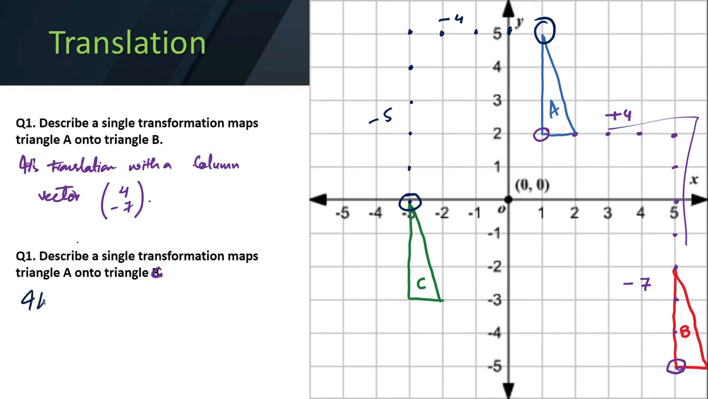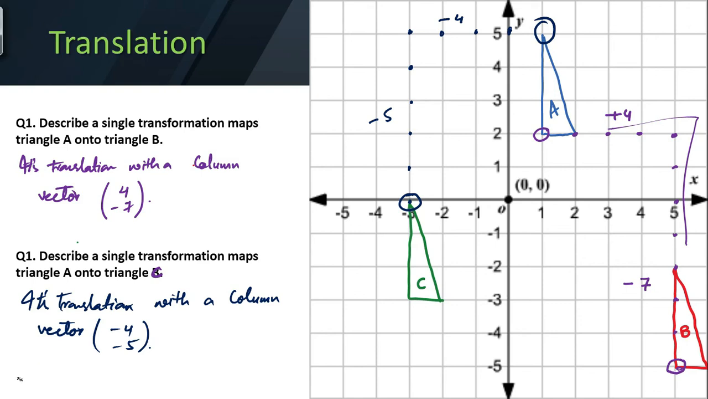So we will write the answer, it is a translation with the column vector negative 4 and negative 5. When you write this complete answer, then the examiner will give you full marks. If it is of 1 mark, the examiner will give you 0 marks when you write only translation, because 0.5 marking is not allowed. So when you write the complete answer, then the examiner will give you full marks.